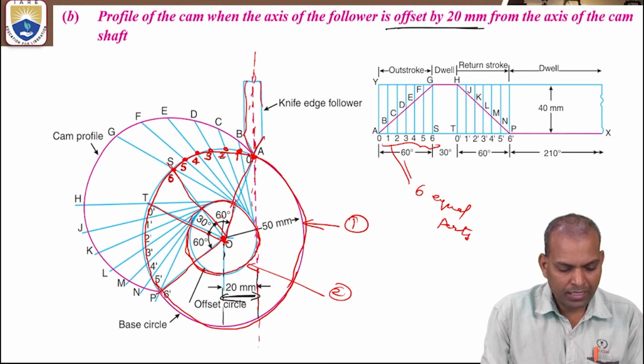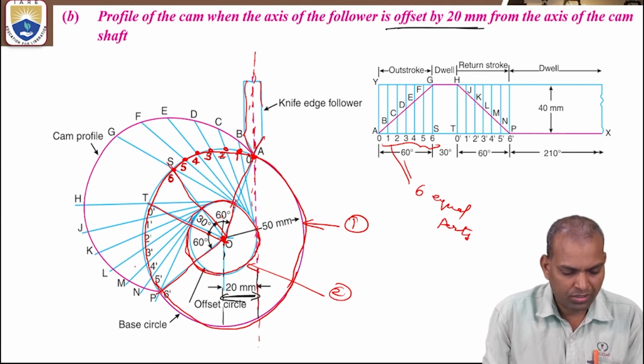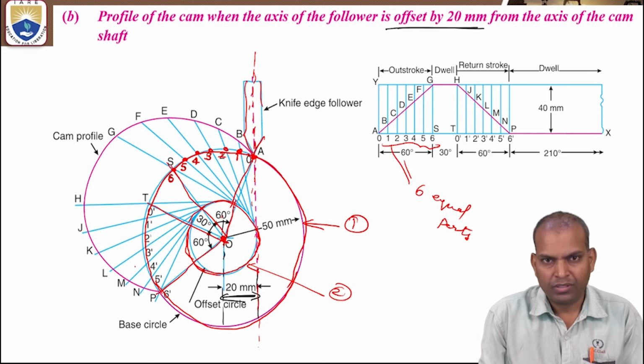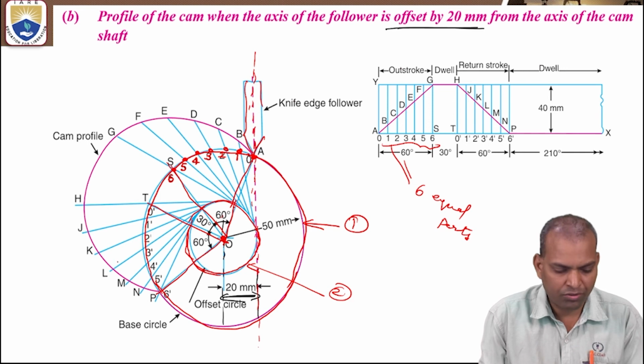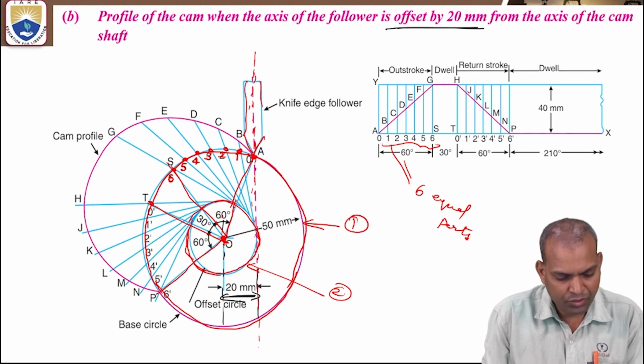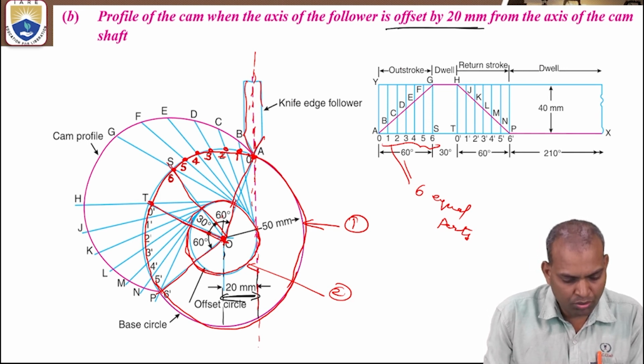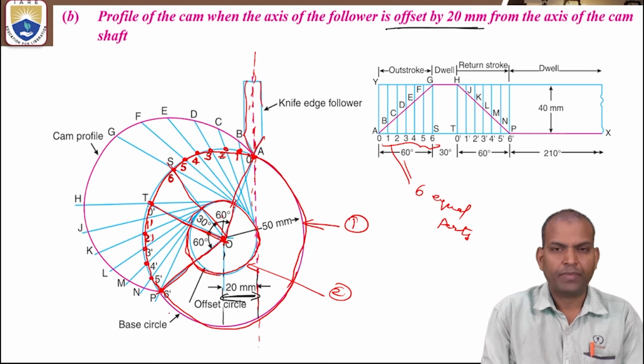Similarly, divide the circumference of the base circle for the return stroke into the same number of parts as the displacement diagram return stroke. Yes, the return stroke also you have to divide. That zone should be divided into equal parts: 0 dash, 1 dash, 2 dash, 3 dash, 4 dash, 5 dash and 6 dash.